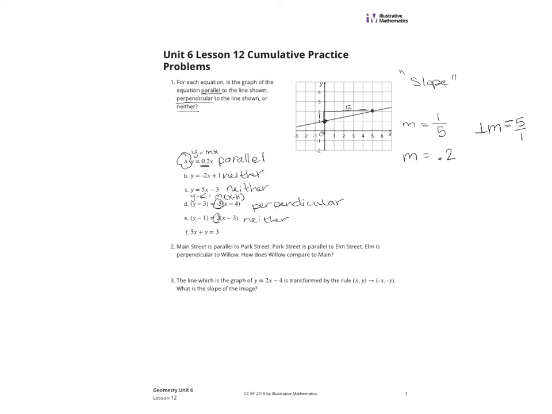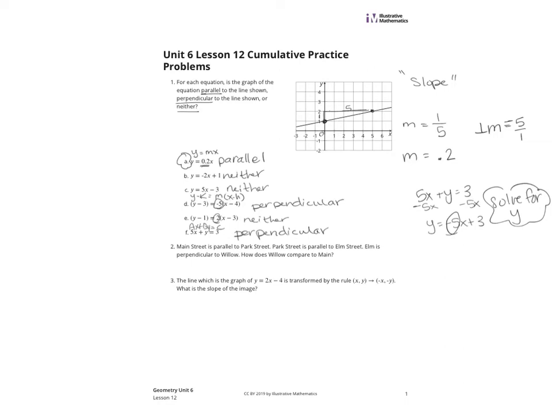And F is in the form AX plus BY equals C. This is my form, I can't see my slope. So out to the side, 5x plus y equals 3. Remember what we had to do here? We had to solve for y in order to figure out my slope. So I'm going to subtract 5x from both sides, and I get y equals -5x plus 3, and I can see that my slope's a -5. So then I know that this line is actually perpendicular to the one in my graph.